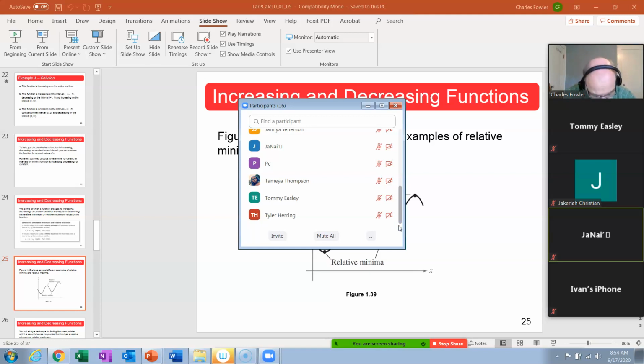Let's see, I should have 15 students. 1, 2, 3, 4, 5, 6, 7, 8, 9, 10, 11, 12, 13, 14. Actually, I have 16 students, so one person must have had to check out, and hopefully that person will be back. Okay.